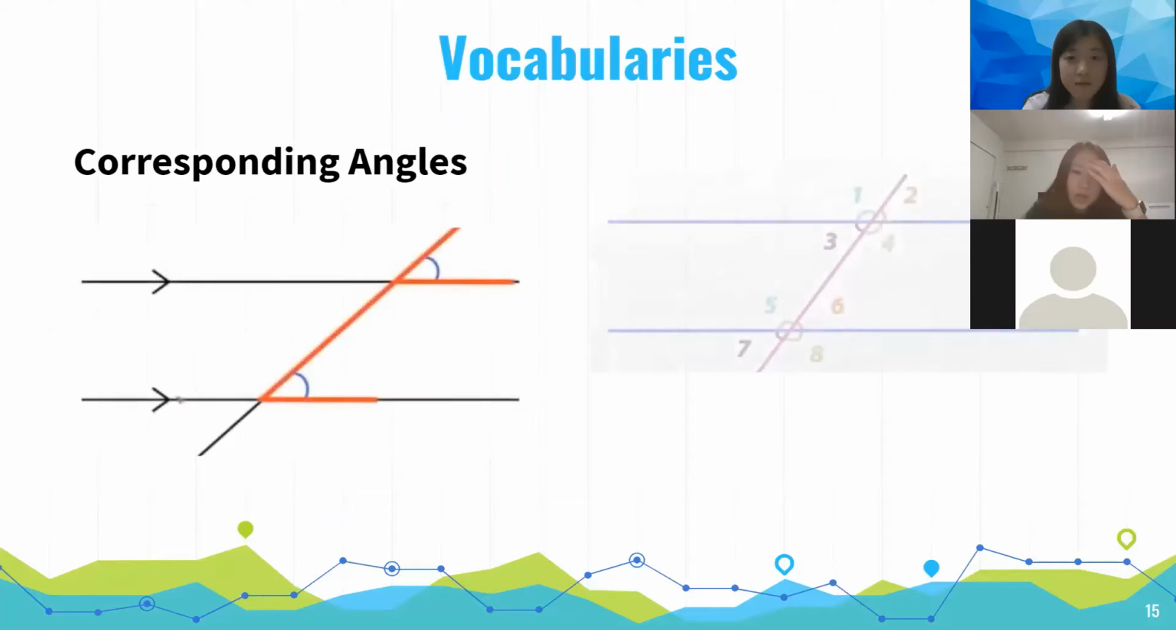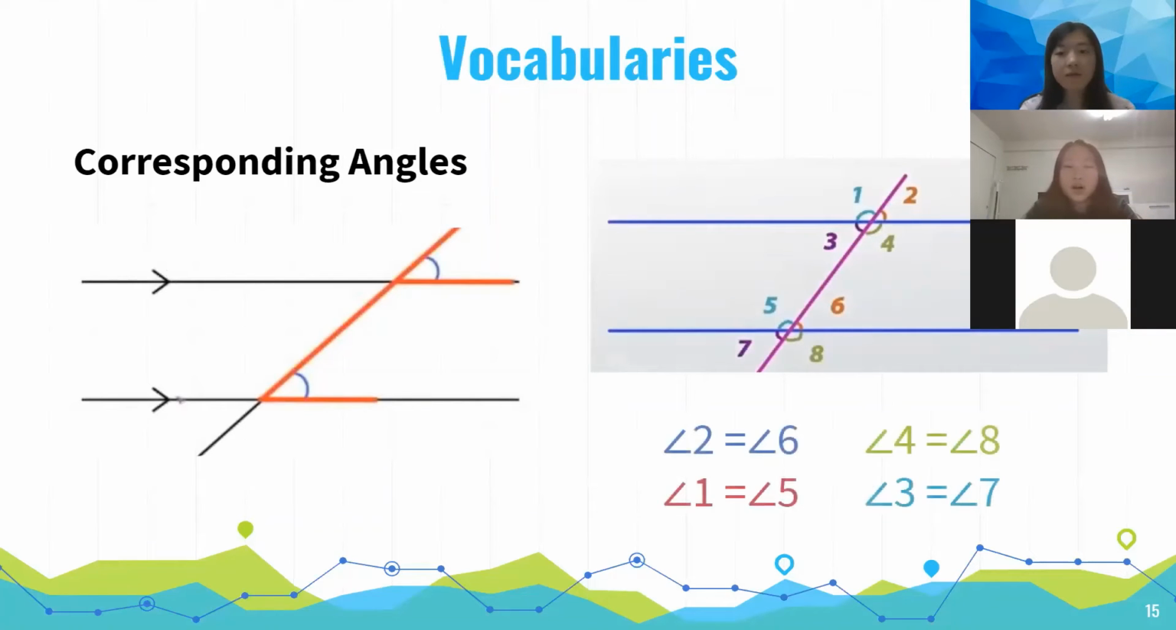Next, we have corresponding angles, which are also the same angle, but they are not next to each other. If you see the numbers, it's basically 2 and 6, 1 and 5, 3 and 7, 4 and 8. So basically, you see the same color of numbers. They are the same angle, but in different positions.